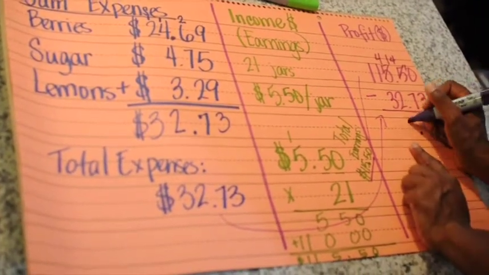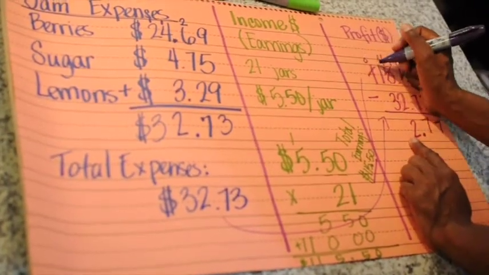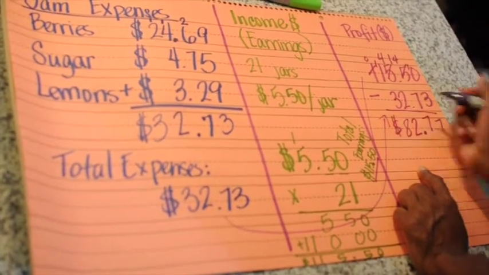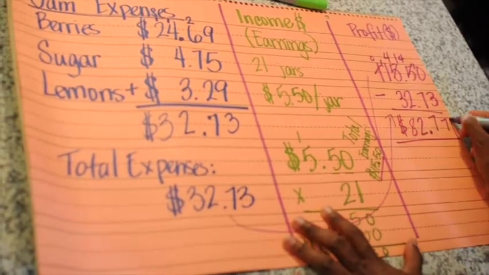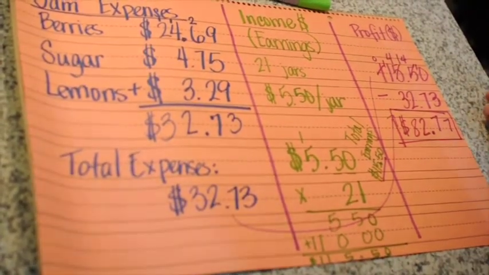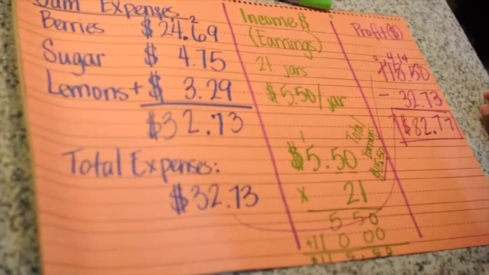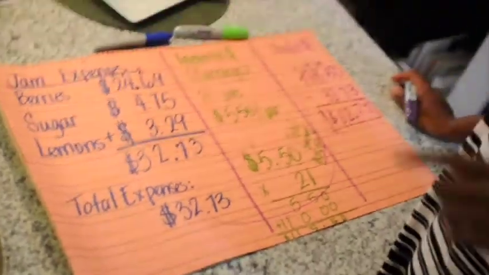4 minus 2 is 2. 1 minus 3, can't do that. Come over here, make that a 0. Now I have 11 minus 3. That's 8. And so I see that my profit, my total profit, is $82.77. So that's how much money that I really made after I took my expenses out. That, again, is called my profit. All right. Make sure you jot this down.